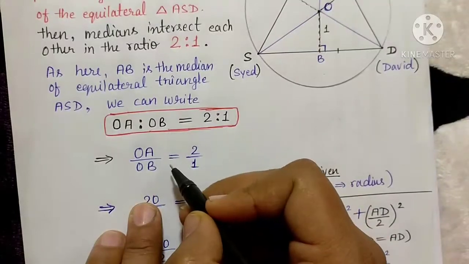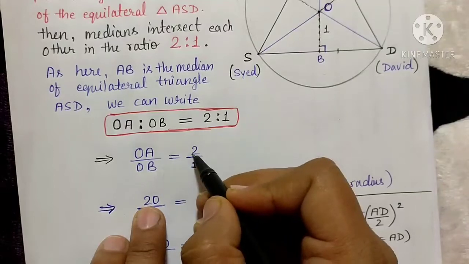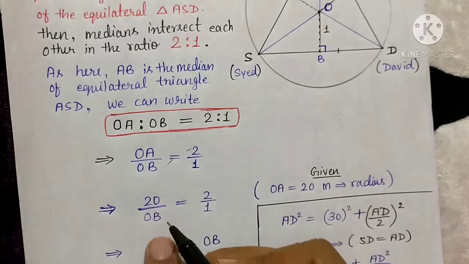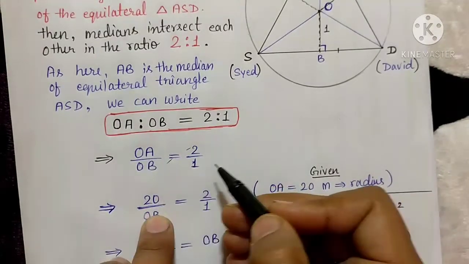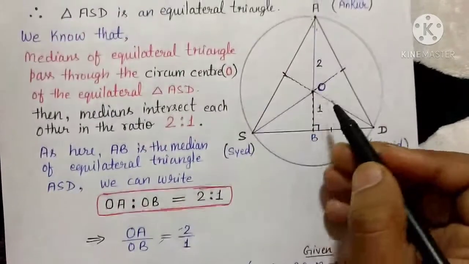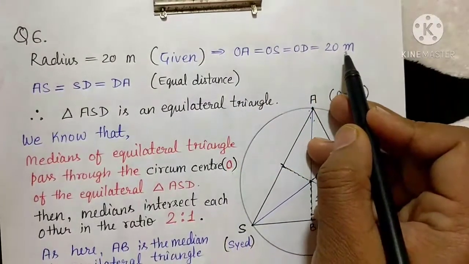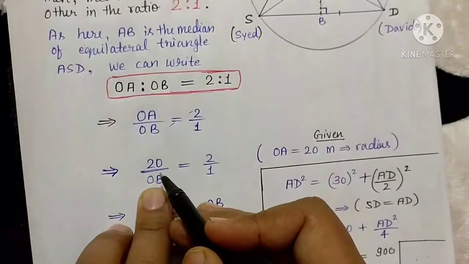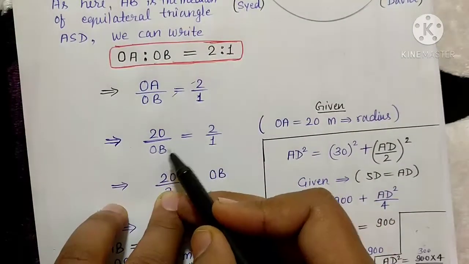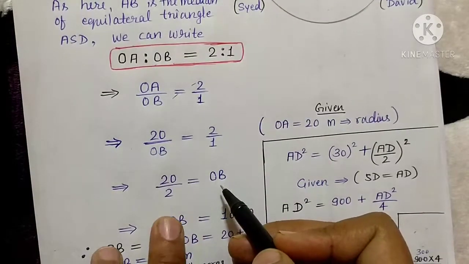Now cross multiplication will take place. OA multiplied by 1 becomes OA only, and 2 will come down side and OB will go upside. First, what is the OA length? It was already given, just check. OA equals how much? 20 meter. So we can write 20 in place of OA. Now cross multiplication we can do. 1 into 20 is 20, and OB will go this side and 2 will come this side. So 20 divided by 2 equals OB.